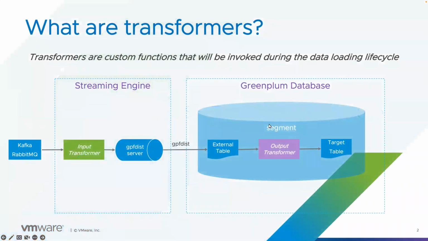Transformers are custom functions that will be invoked during the data loading lifecycle. There are two types of transformers, input transformer and output transformer. As the name indicates, they are invoked at different stages. Input transformer is invoked after a message is read from the source, such as Kafka or RabbitMQ. Output transformer is invoked before a row is inserted to the target table from external table.